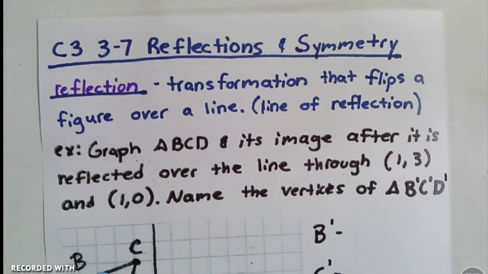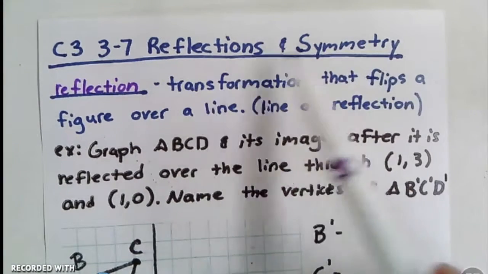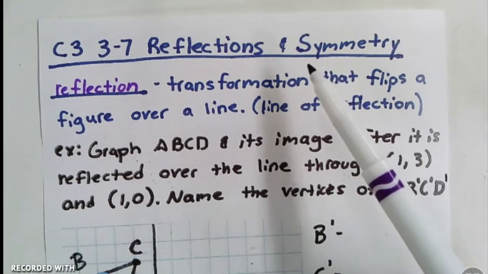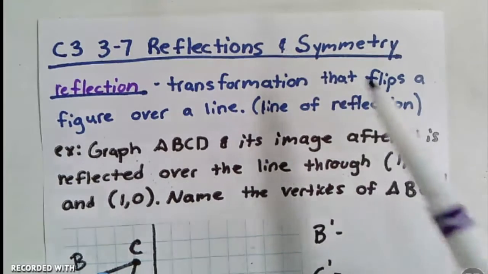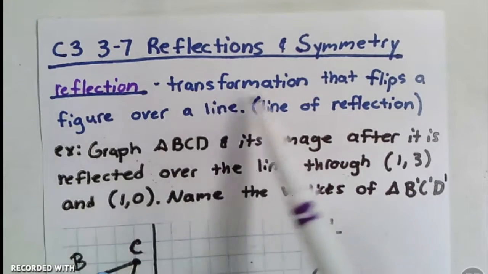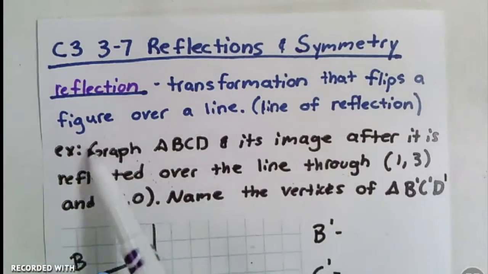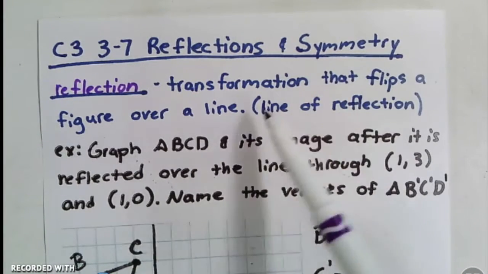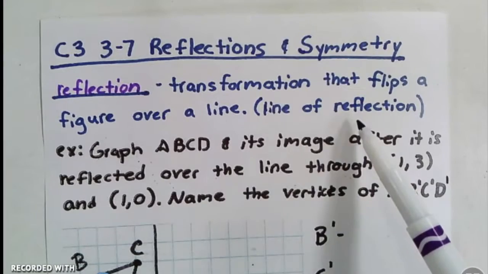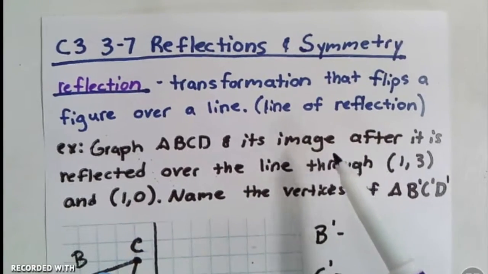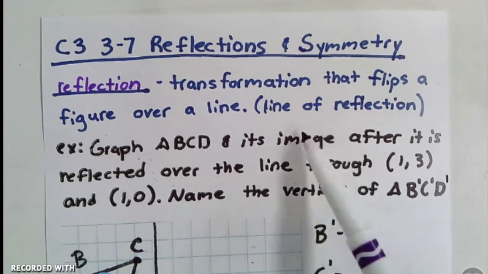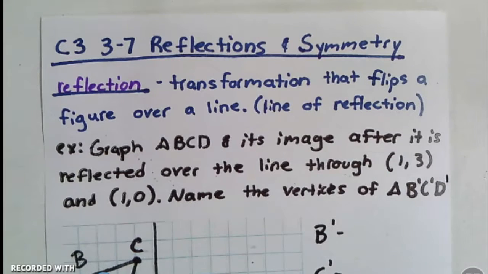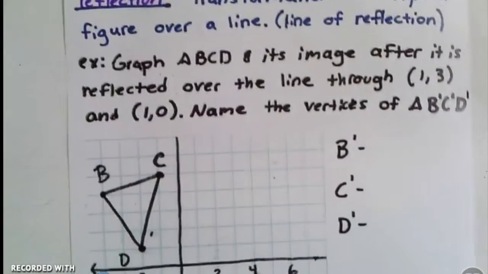Going to do lesson 3.7 on reflections and symmetry, and then also lesson 3.8 on rotational symmetry. So a reflection is a transformation that flips a figure over a line. This line is called the line of reflection. Sometimes the y-axis or the x-axis is used as the line of reflection, and sometimes they give you another line to draw for that. So let's look at our first example.